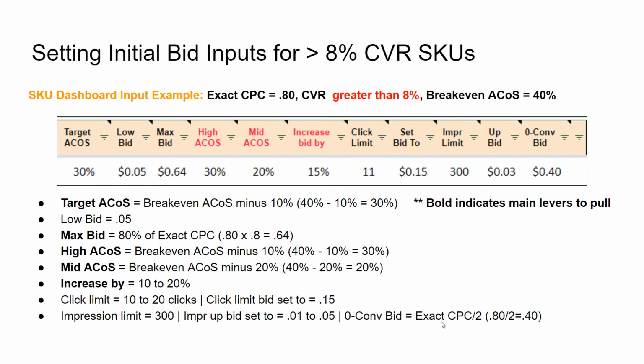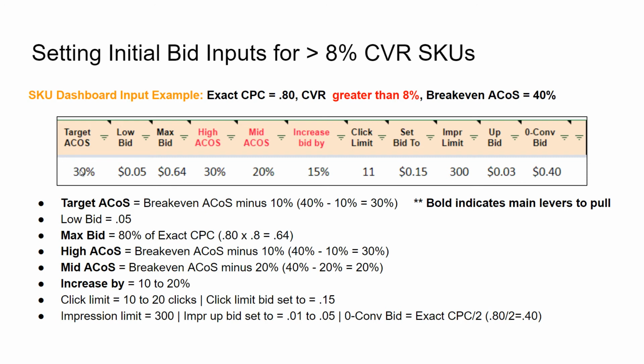This zero conversion bid setting only applies if you're not using the impression limit increase, the incremental increase feature. That's just going to be a fixed amount that we recommend taking your exact CPC and dividing it by 2, and you get a pretty good number there that will hopefully convert on most new targets that you're adding.